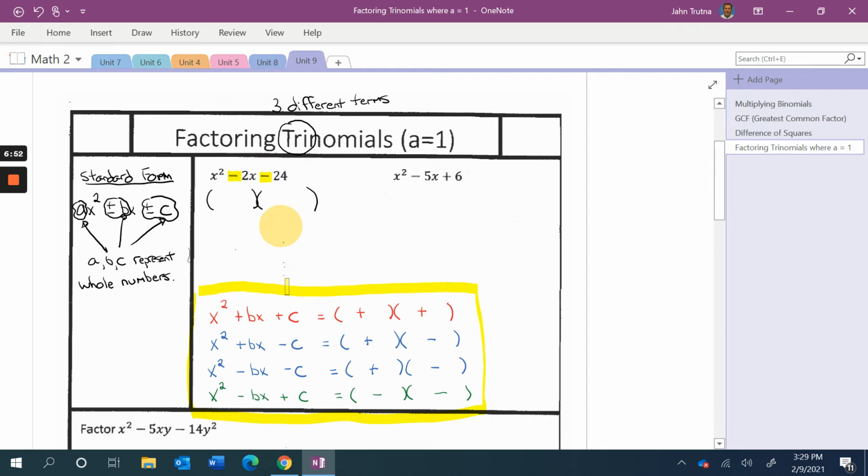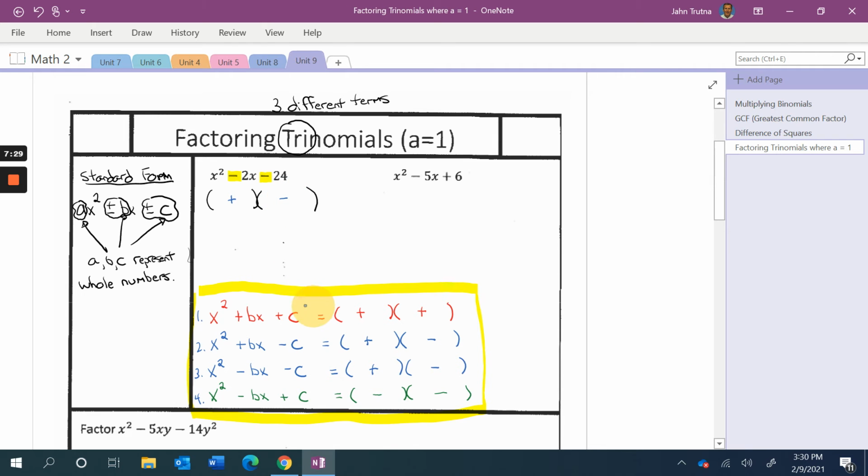We have a minus. So we go down to our chart here, and we see the one that has the minus and the minus, which is the third one down. And it tells you that the first parentheses is going to have an addition symbol in it, and the second parentheses is going to have a subtraction symbol in it. Okay, so we know going from the chart, and I'm going to go ahead and number these off right here, 1, 2, 3, and 4. This x squared minus 2x minus 24, it's a minus minus. Okay, so that's number 3. So the first parentheses is going to have an addition symbol. The second parentheses is going to have a subtraction symbol.